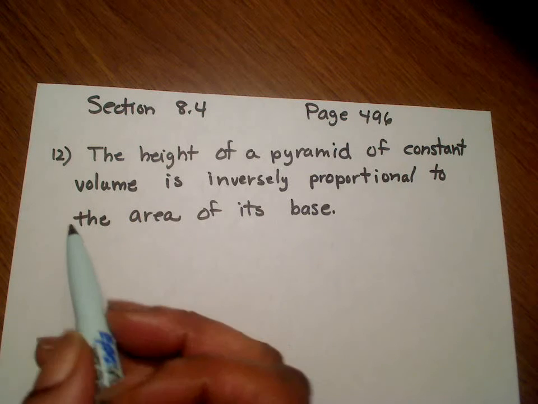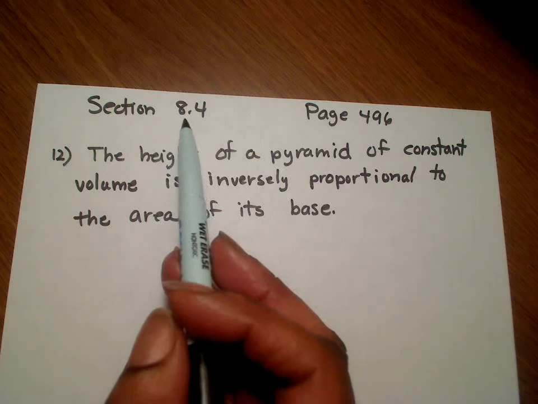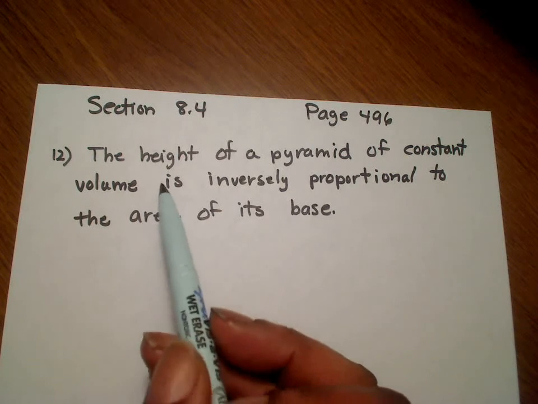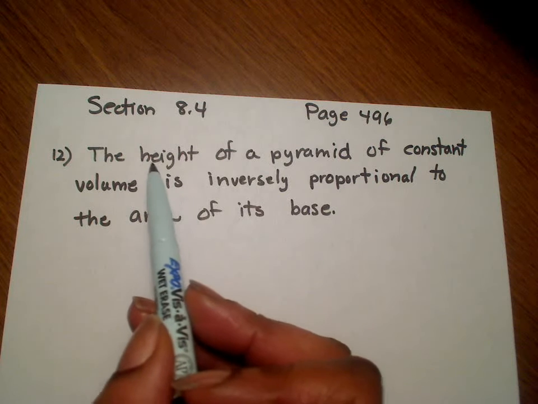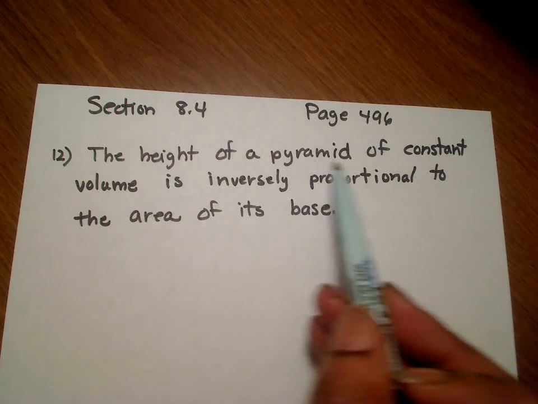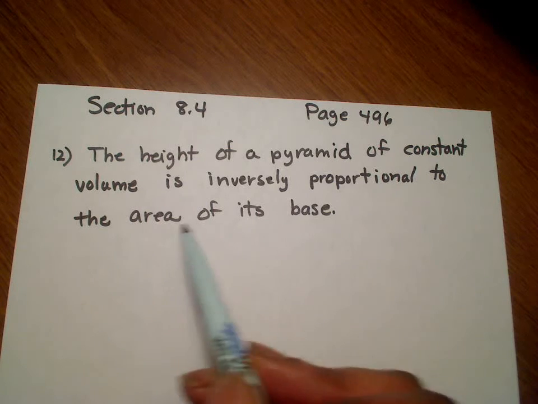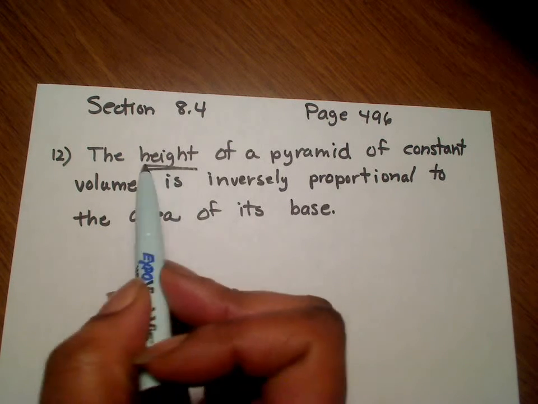Okay, now let's look at problem number 12 in section 8.4, page 496. This is your variation problem. Here we talk about the height of a pyramid of a constant value is inversely proportional to the area of its base. So here we have the height.